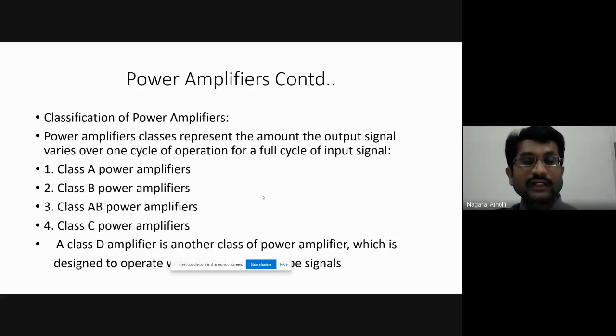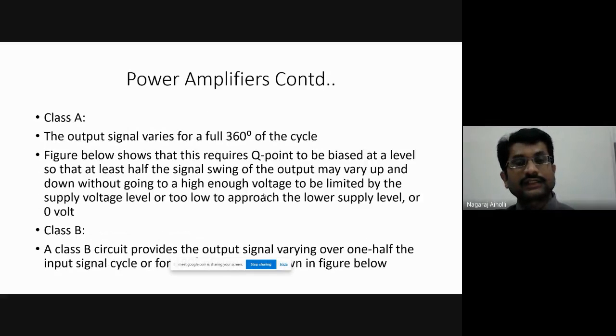Then there is one more amplifier called the class D amplifier. This class D amplifier makes use of applied digital input signals. It works on digital input signals or digital pulse signals. Such amplifiers are called class D amplifiers. Let us see individually what is meant by class A, class B, class AB, class C, and class D power amplifiers.